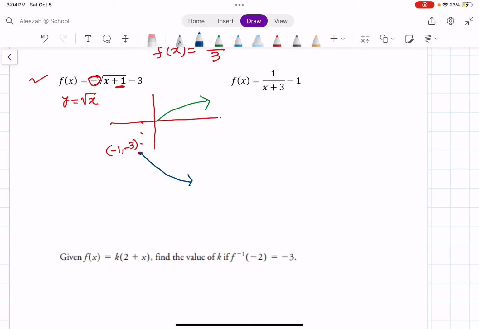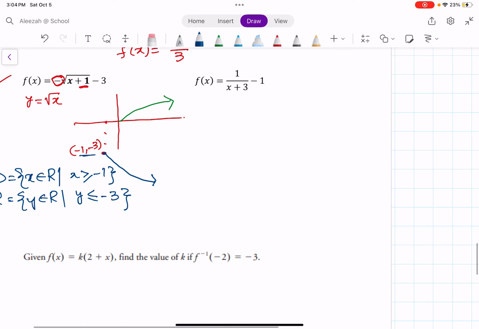Okay, and you have the coordinates of the starting point. So the domain is x belongs to R such that your whole graph is on the right of -1, so x is greater than or equal to -1. And the range is y belongs to R such that your whole graph is below -3. So y is less than or equal to -3.